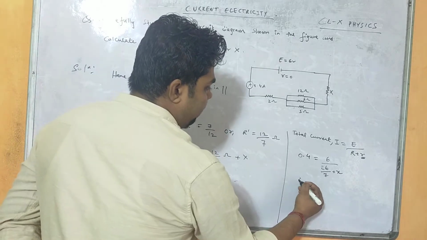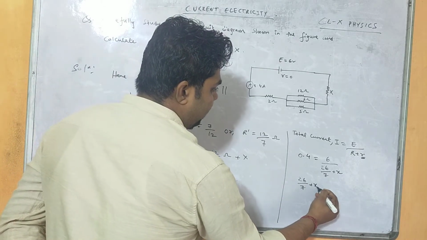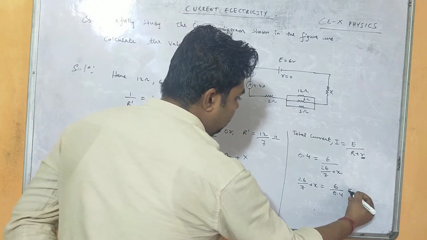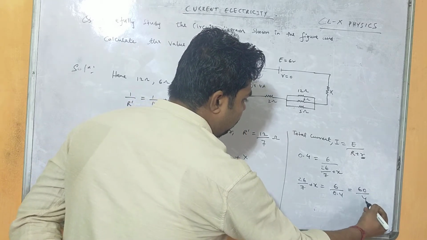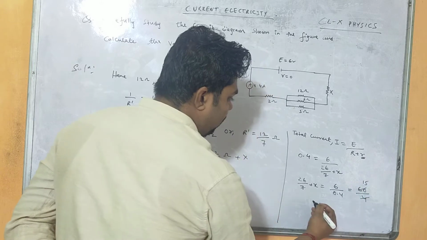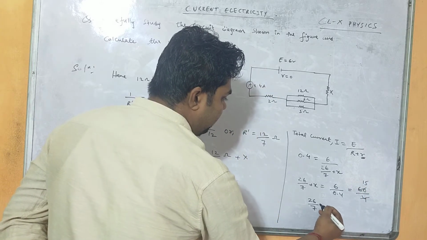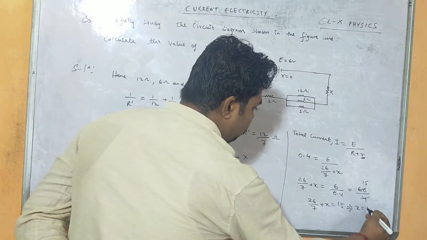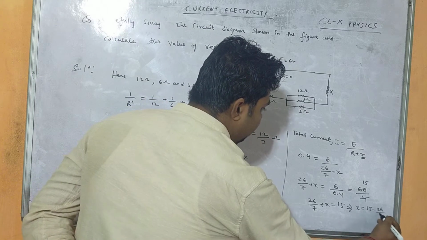So we will just cross multiply. 26/7 + X equals 6/0.4, or this can be written as 60/4, which is 15. So 26/7 + X = 15, or X = 15 - 26/7.